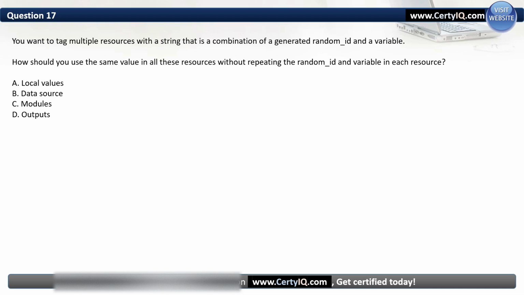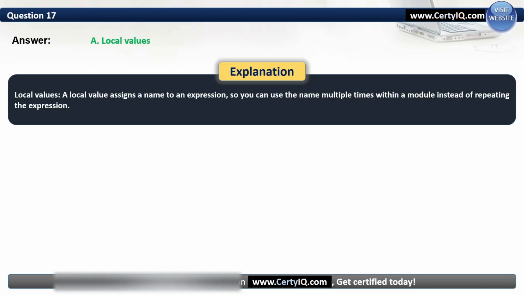Question 17. You want to tag multiple resources with a string that is a combination of a generated random ID and a variable. How should you use the same value in all these resources without repeating the random ID and variable in each resource? The correct option is A, local values. A local value assigns a name to an expression, so you can use the name multiple times within a module instead of repeating the expression.